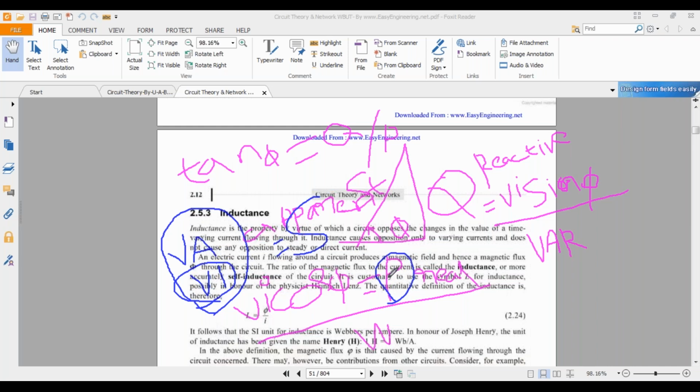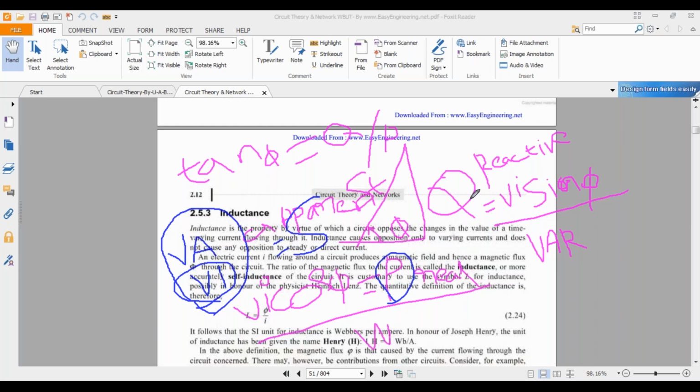Because the true power P is the power that is going to do an active work. This is the true power that is going to be doing some work. For example, if I wanted to rotate a fan, for the rotation of the fan I require to do some work. That work is going to be done by this real power P, which is measured in terms of watts.